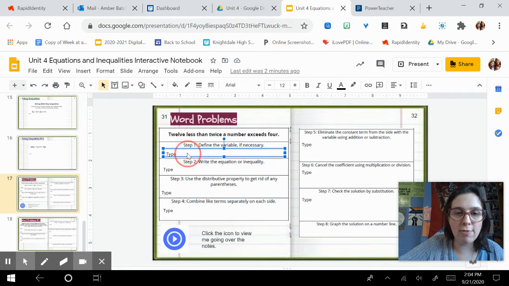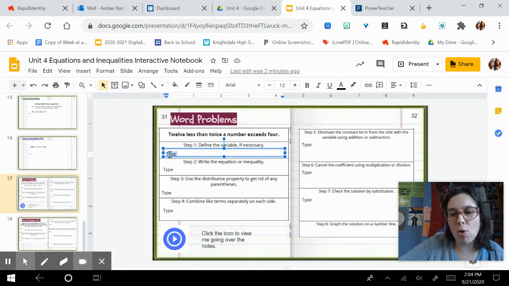So first off, we'll define our variable. That really relates more if you have a word problem that has a specific thing, like talking about money or something like that. So I'm just going to say x is our variable, okay? And then we're going to set up the equation or inequality. In this case, it's an inequality because it doesn't say equal to or the same or is. So we're talking about inequalities.